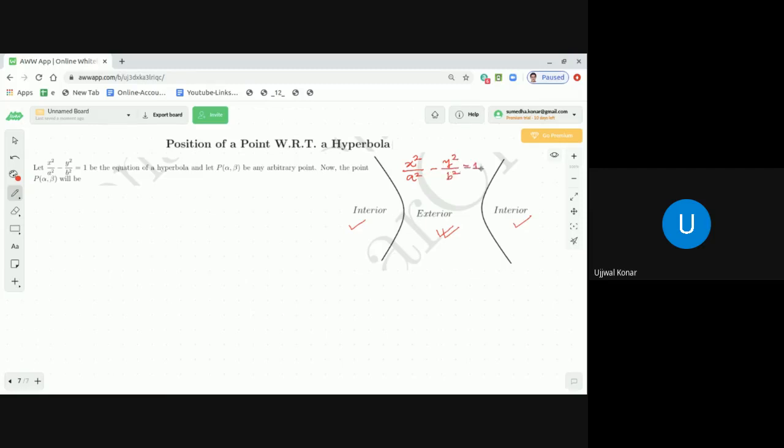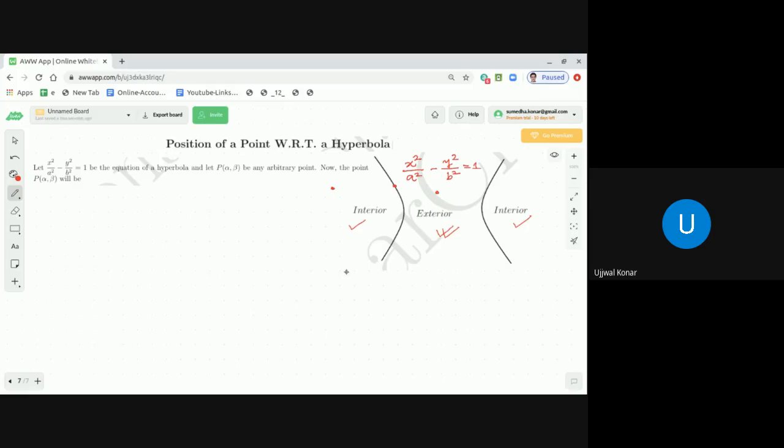Let x square by a square minus y square by b square equal to 1 be the equation of a hyperbola, and let us consider a point P, alpha beta, and that is an arbitrary point. That means the point either could be here, or it could be here, or it could be here. These are the three possible relative positions of that point with respect to the hyperbola.